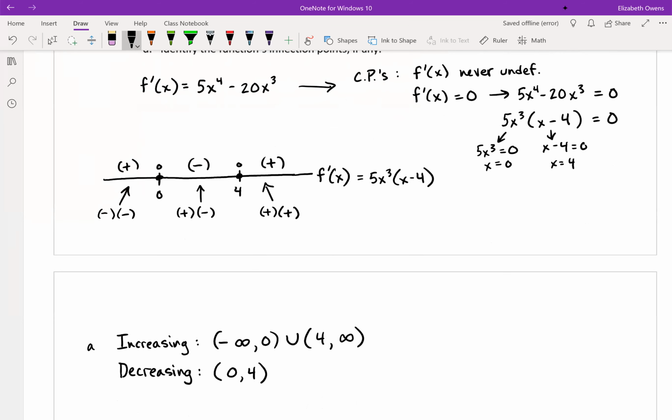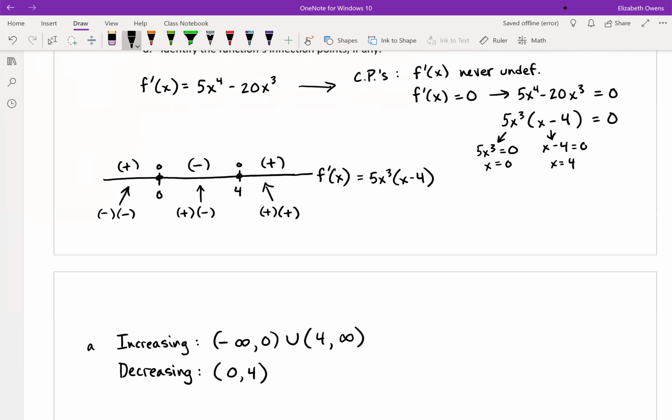So that takes care of parts A and B. Increase, decrease, local max and min, you can take care of with the first derivative. Now for the second grouping of parts there, C and D, we're going to need the second derivative to look at concavity and inflection points. So go down here and we'll take our second derivative, f double prime of x, which we can just use the power rule on our first derivative here, take the derivative of that. That would be 20x cubed minus 60x squared.